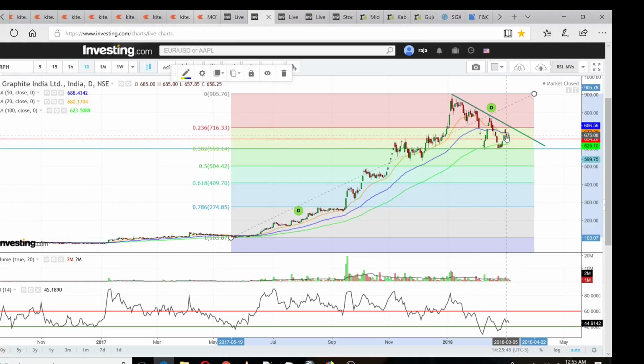If you are in profit, you can book now, and we will see much lower levels coming in Graphite India Limited in coming days, and those levels will be when you add more. In fact, you take a fresh position, and that's what I can say about Graphite India as of now. So RSI is clearly saying that bulls do not have strength now.